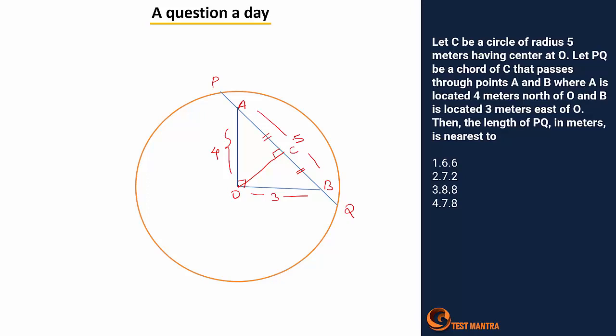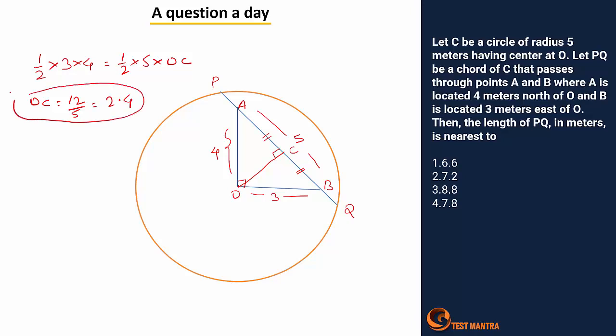And I can find out OC. As it's a right angle triangle, area of a triangle is nothing but half into base into height, so I can say half into 3 into 4 is equal to half into 5 into OC. Now I can work on OC here. OC will be nothing but 12 by 5, or else 2.4. So I have the value OC available with me.